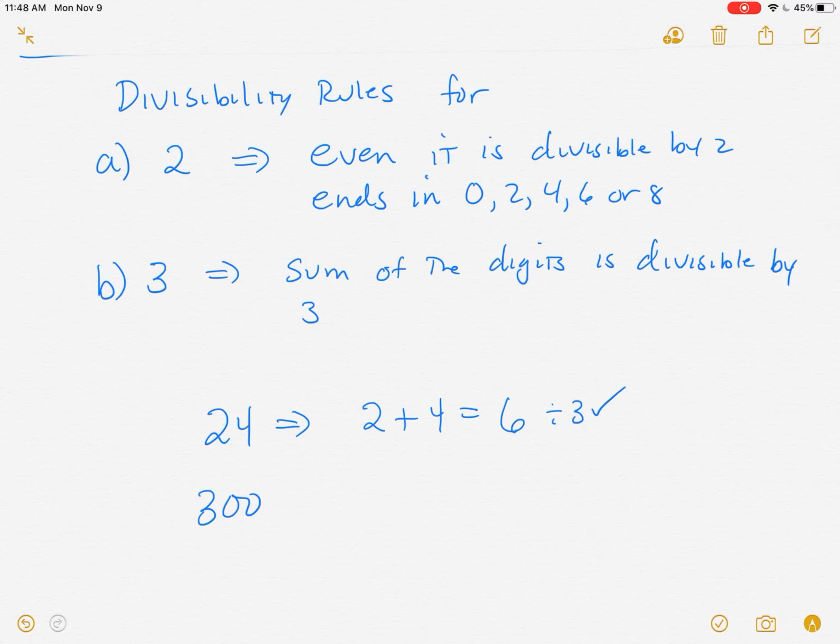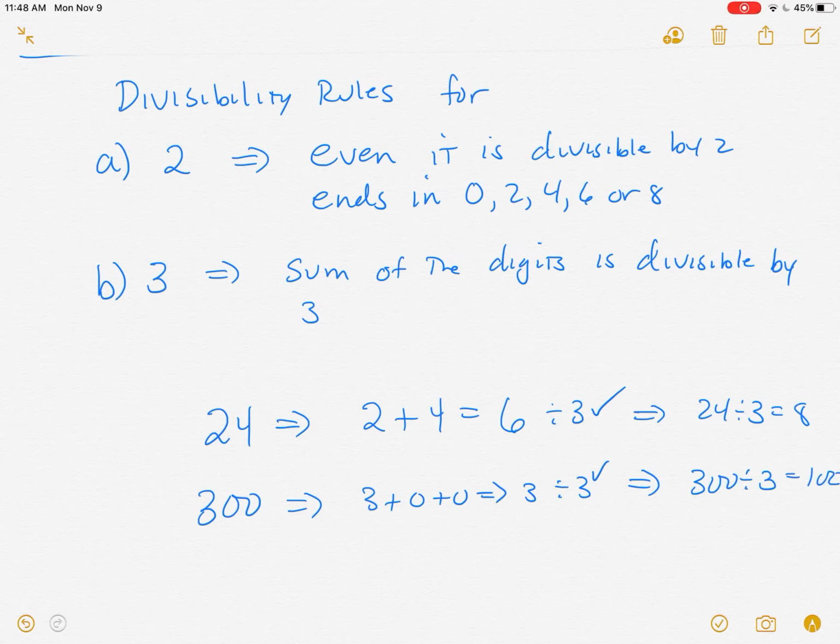Same thing here. 3 plus 0 plus 0 is 3. And 3 is divisible by 3. And so 300 is divisible by 3. And then we can find out, oh, that's 8. Oh, that's 100. And we may have already known that.